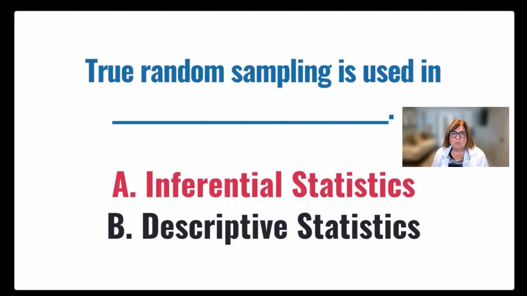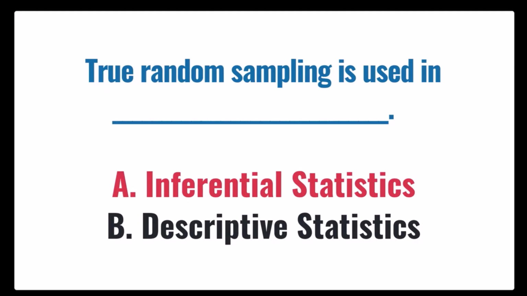Now here you see the words true random sampling. And we know that when we use true random sampling, we are doing that to infer to a general population. Therefore, we're talking about inferential statistics.